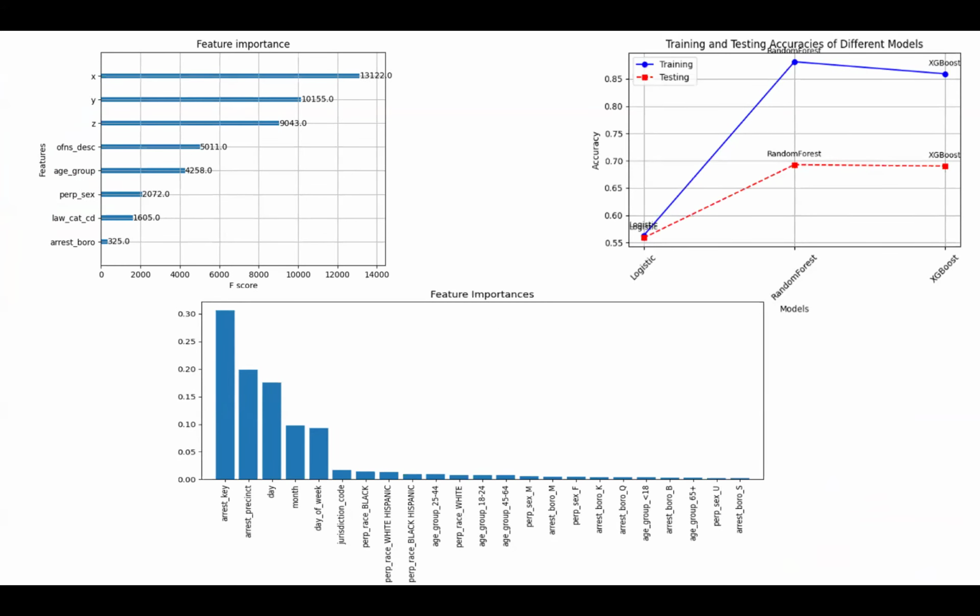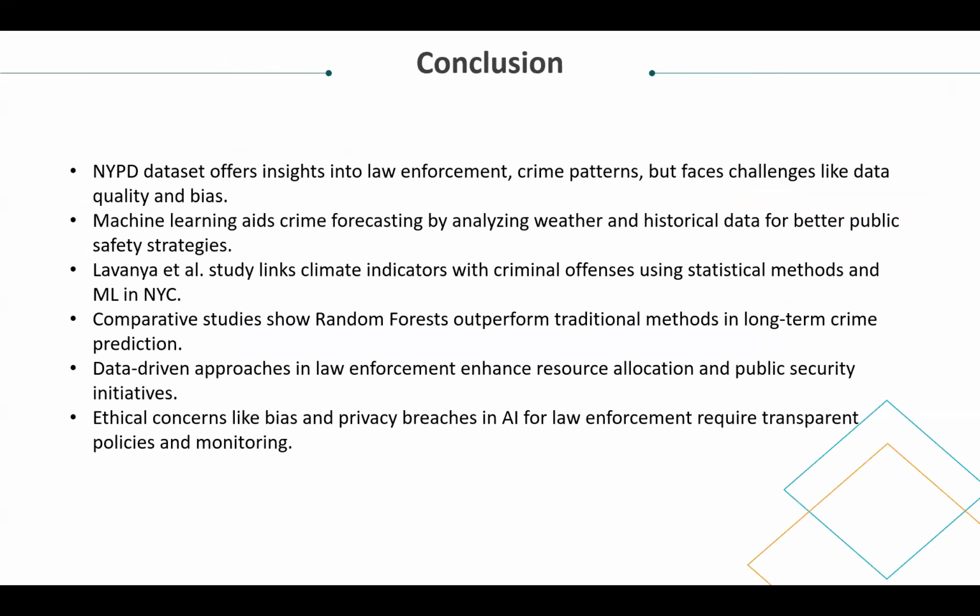In this EDA, we can see the feature importance and F score, and the features like offense description, age group, perpetrator sex, law cat CD, and arrest borough. And you can see the arrest key, frequency, and the day, month, day of the week, and so on with the feature importances. And here you can see the training and testing accuracies of different models: logistic, random forest, and XGBoost. And the conclusion will be given by my teammate Karthik.